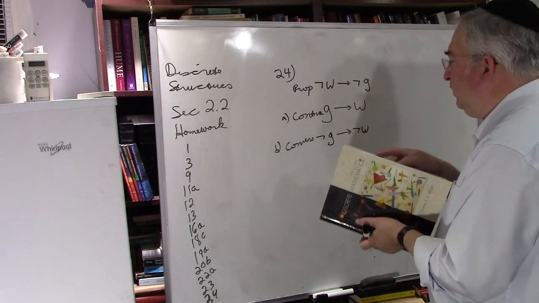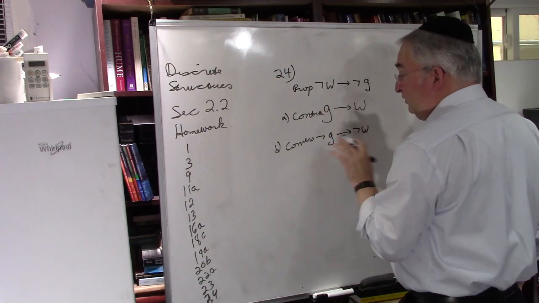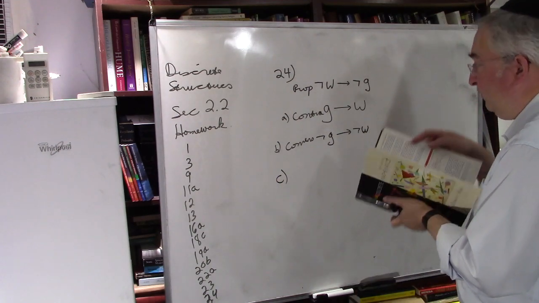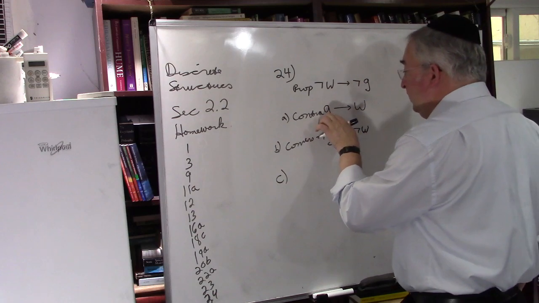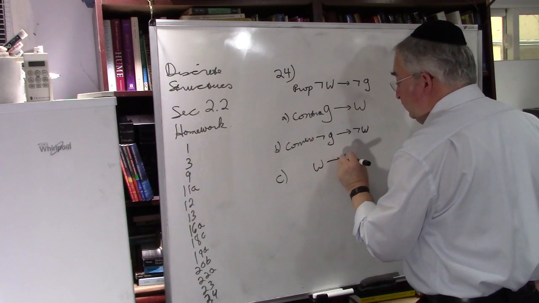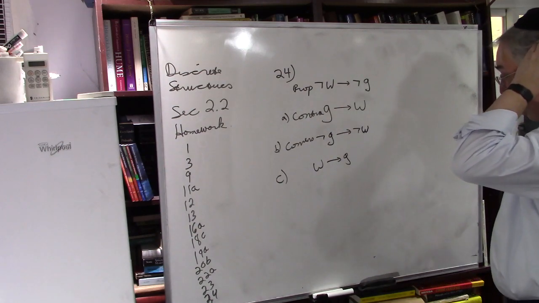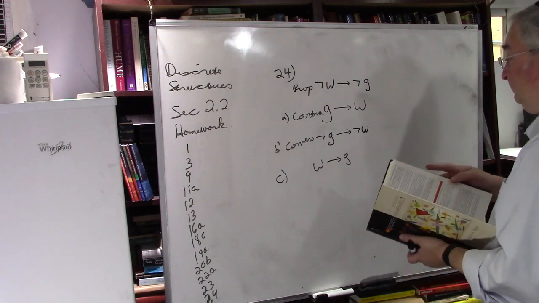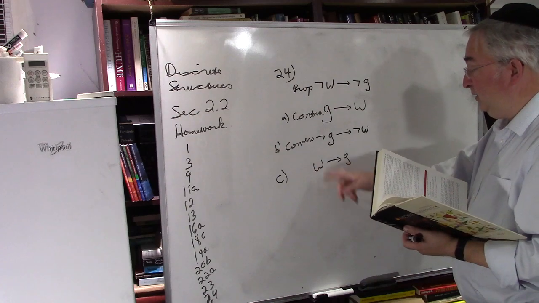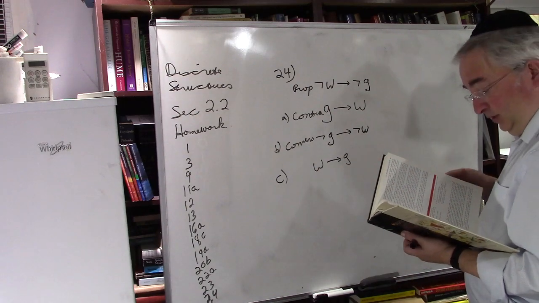Give the converse, no, they wanted just the converse. The converse is this. Good. Now C. Give the converse of the contrapositive. So here's the contrapositive. The converse of it is W arrow G. If you water it, it will grow. Well, this is false all the time. So it depends. So this is just as true as this.